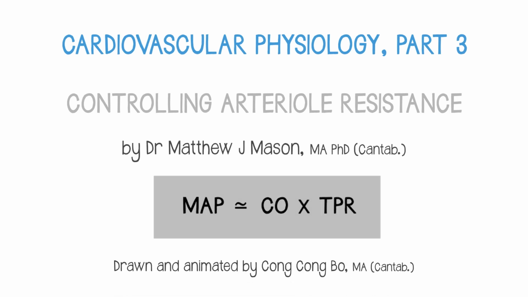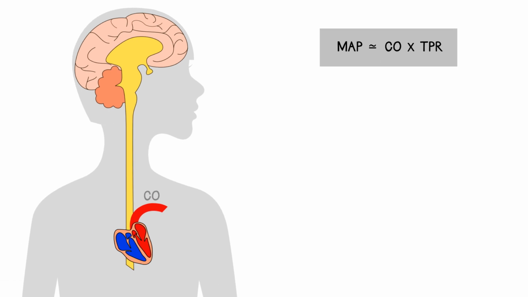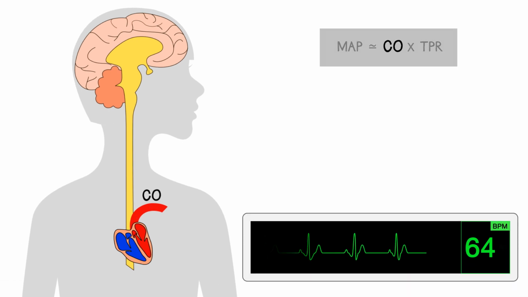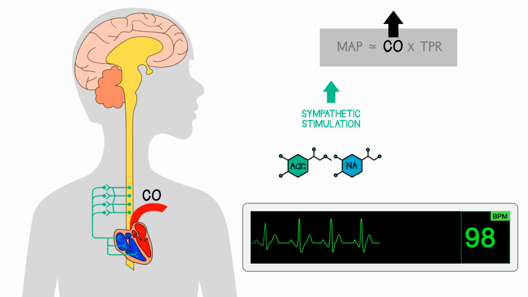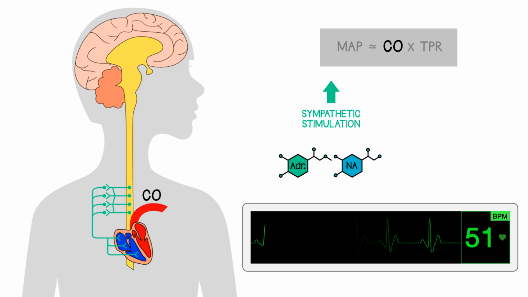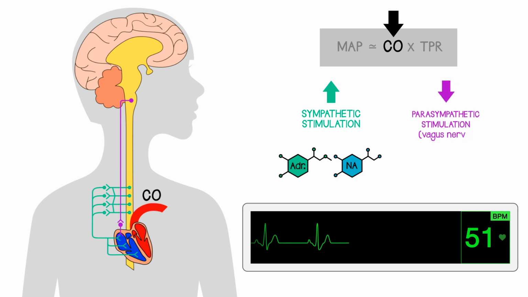So how can we change cardiac output and total peripheral resistance? Well, cardiac output can be changed in different ways. You can, for example, stimulate the heart with adrenaline or noradrenaline, and that will cause it to beat harder and faster. Conversely, you could stimulate the heart with the vagus nerves, with the parasympathetic nerves. They release acetylcholine, and that will slow down the heart rate.